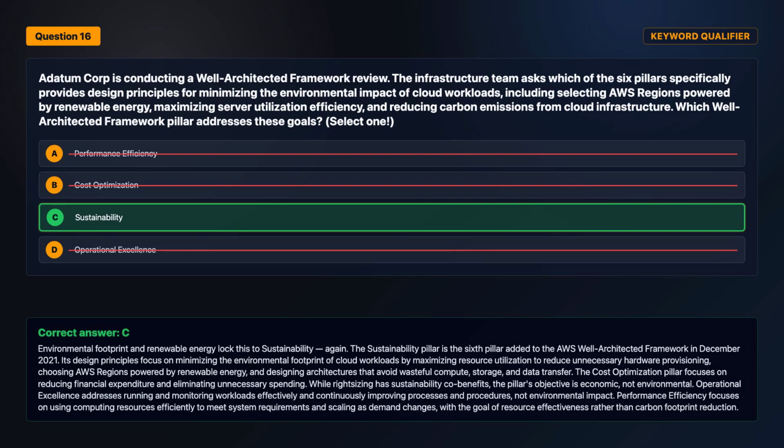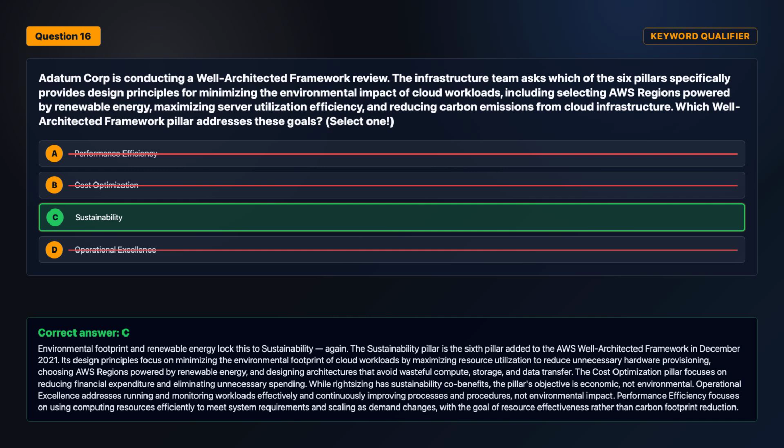The correct answer is option C. Environmental footprint and renewable energy lock this to sustainability again. The sustainability pillar is the 6th pillar added to the AWS Well-Architected Framework in December 2021. Its design principles focus on minimizing the environmental footprint of cloud workloads by maximizing resource utilization to reduce unnecessary hardware provisioning, choosing AWS regions powered by renewable energy, and designing architectures that avoid wasteful compute, storage, and data transfer.